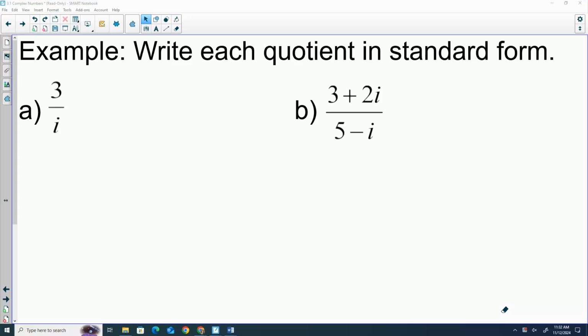Now remember, anytime we get i squared, what does that turn into? -1. So if we can get i squared, that would help us get the i off the denominator. So what would I have to do on A? We want to take the top and bottom of this fraction times i.